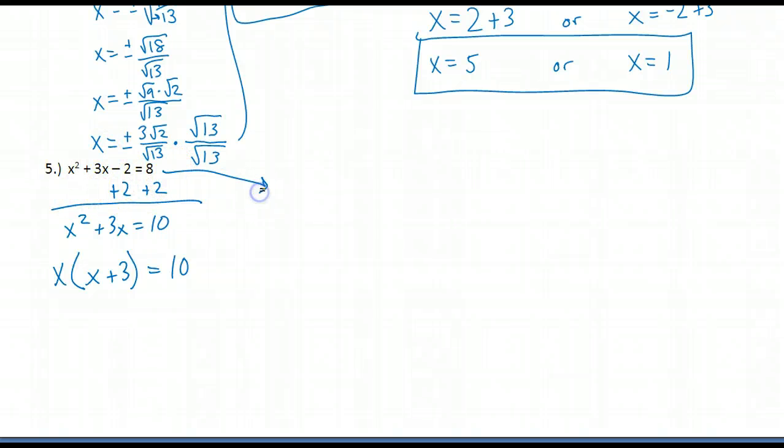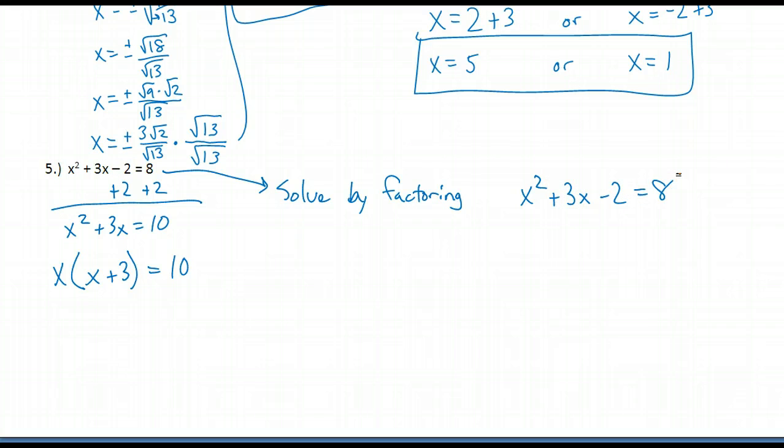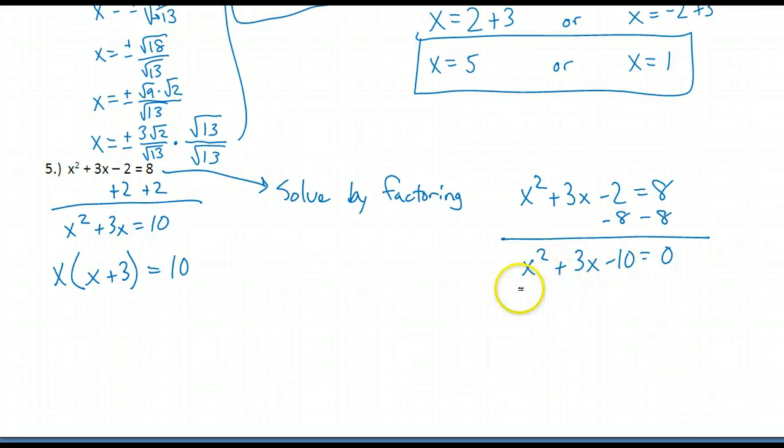So to solve this problem, I want to solve by factoring. The clue that tells me solve by factoring is I have a quadratic, an x squared, but I see x written twice in this equation. So I have x squared plus 3x minus 2 equals 8. So in order to solve by factoring, I need to set the equation equal to 0. And then factor the left side.